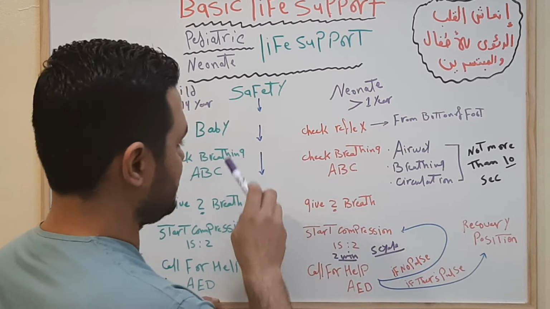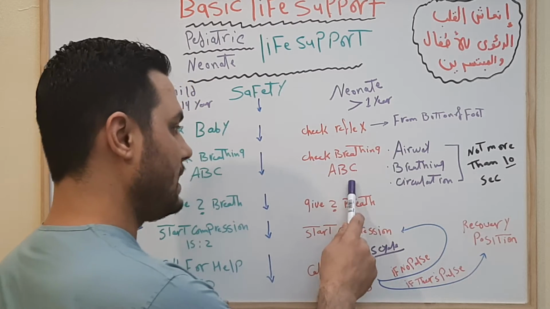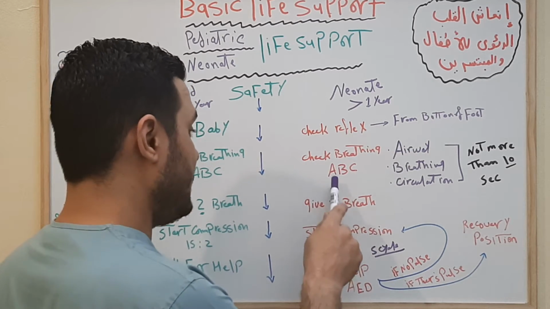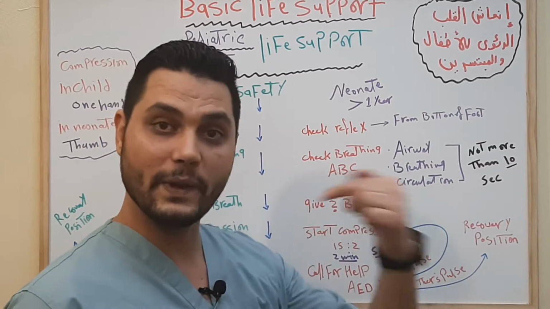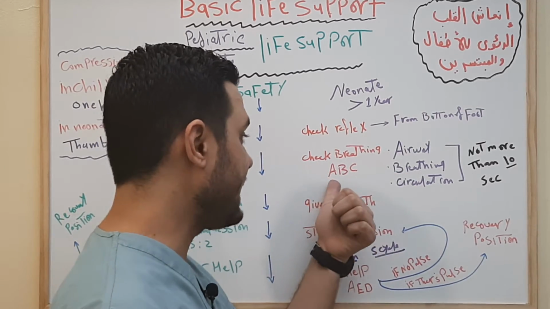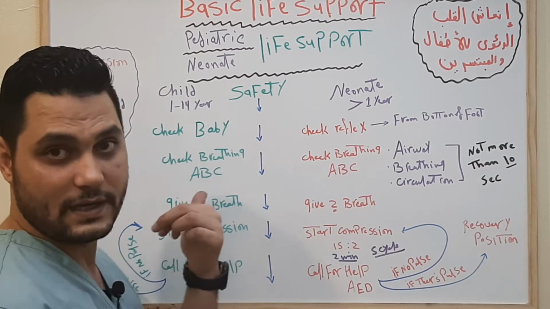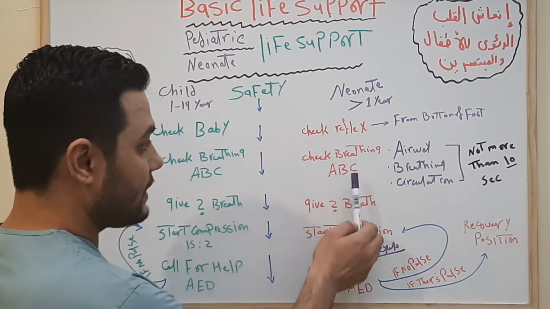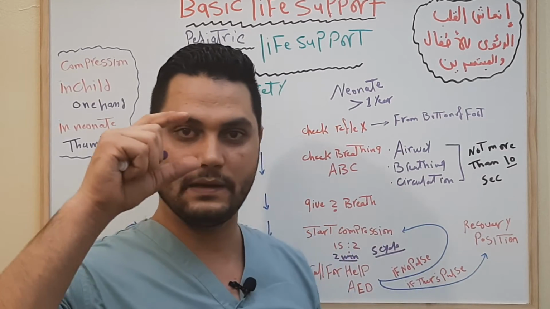If there is no response, second thing, you will check breathing by ABC. Why ABC, not CAB like the adult? Here, the most common cause of arrest in the child is airway obstruction, so we will check the airway first. In the child we will check by head tilt and chin lift. In the neonate we don't do this, because the baby's neck is small.